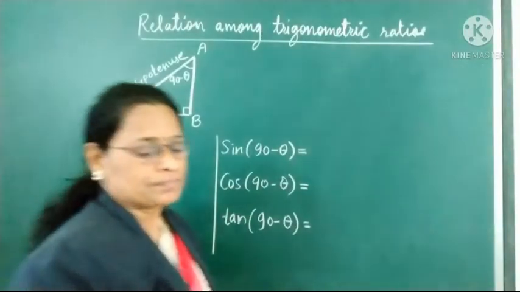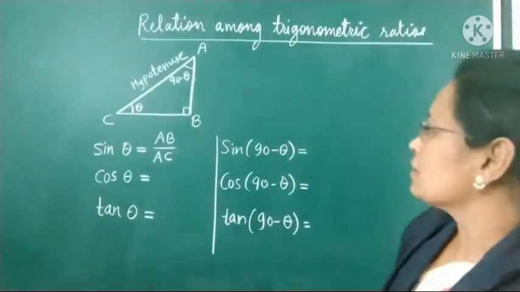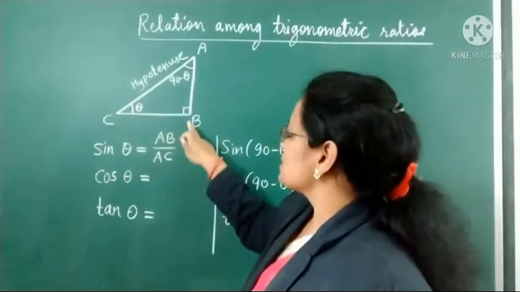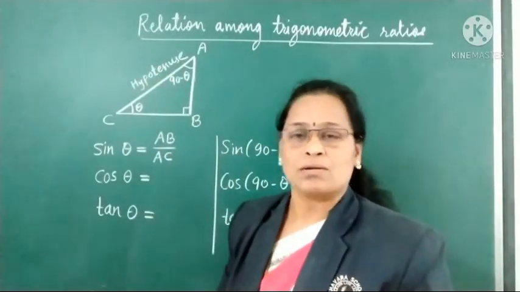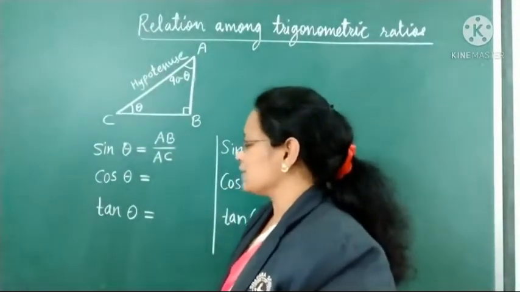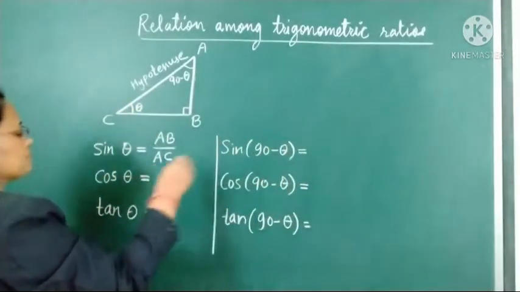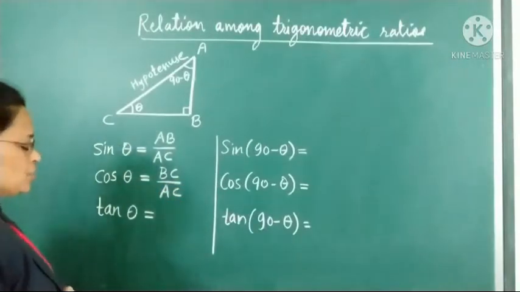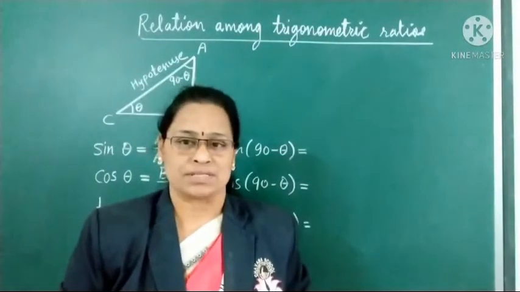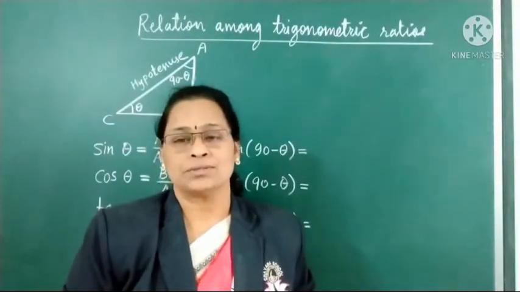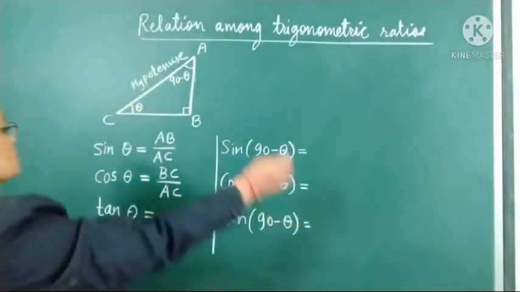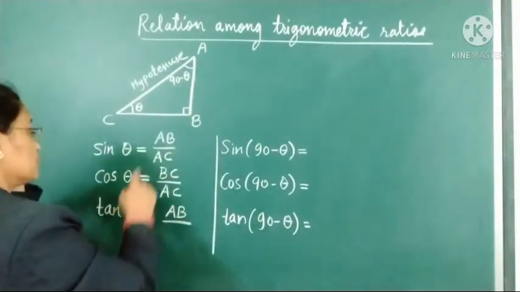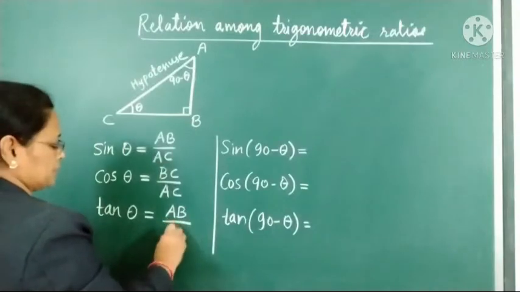Then the cos ratio. The cos ratio is the adjacent side of angle theta to the hypotenuse. So BC is to AC. Next is the tan ratio. The tan ratio is the opposite side of angle theta to the adjacent side of angle theta. So the opposite side is AB, and its ratio to the adjacent side of theta, that is BC.